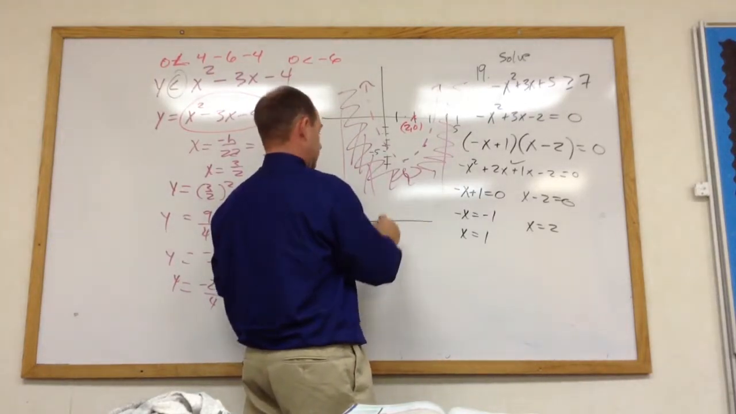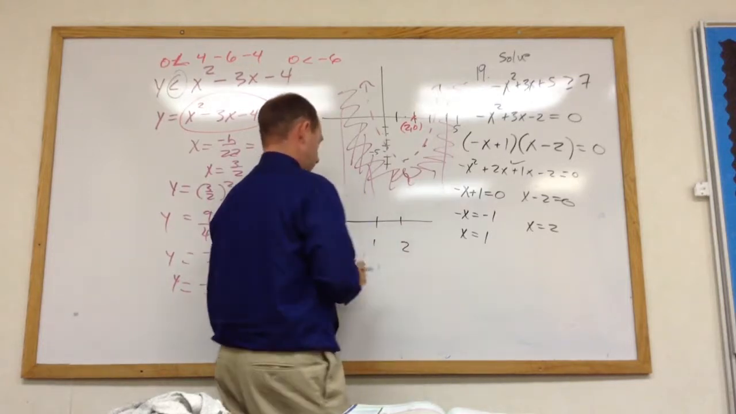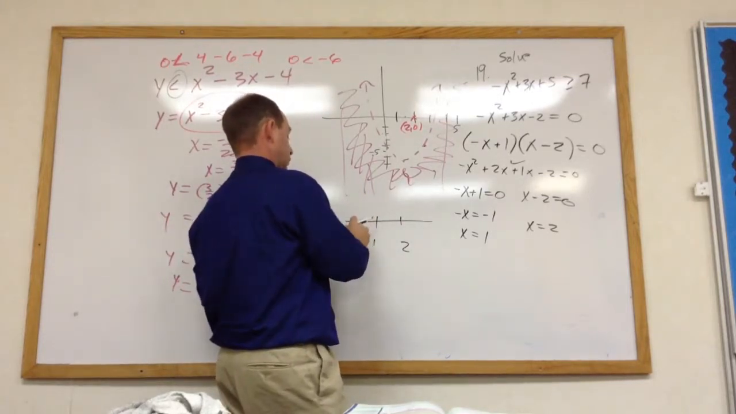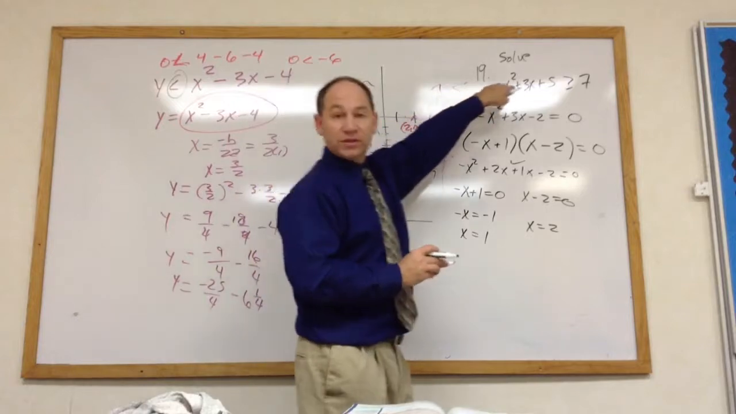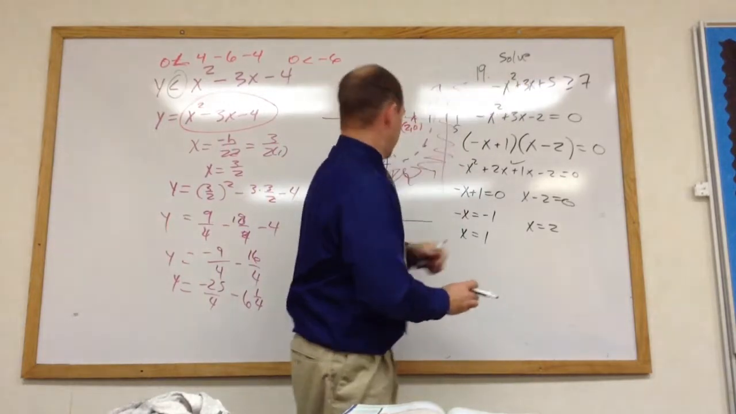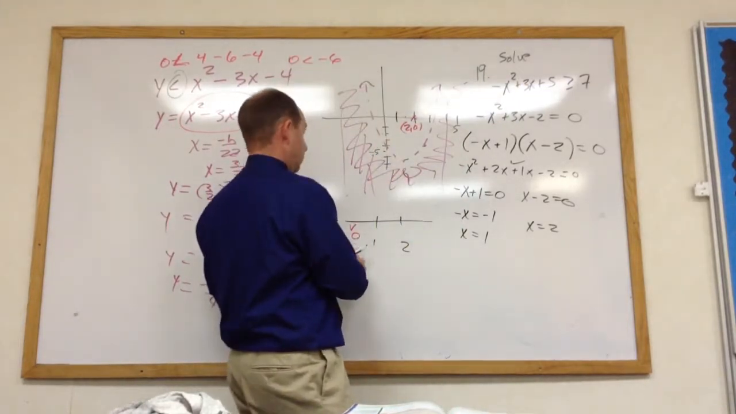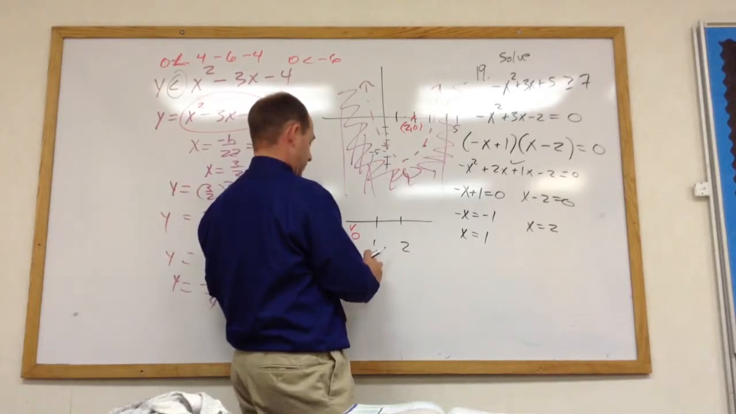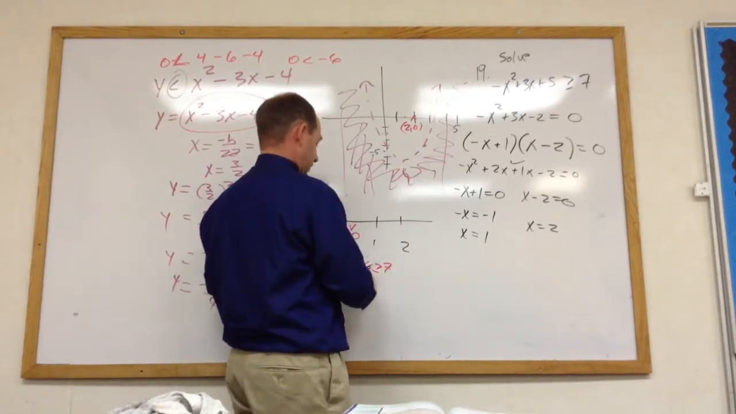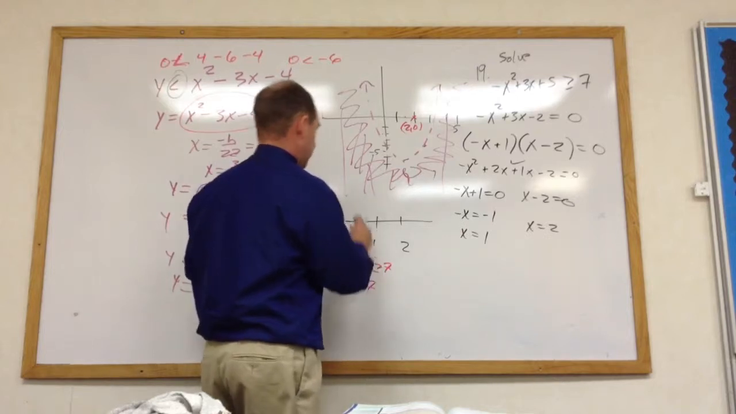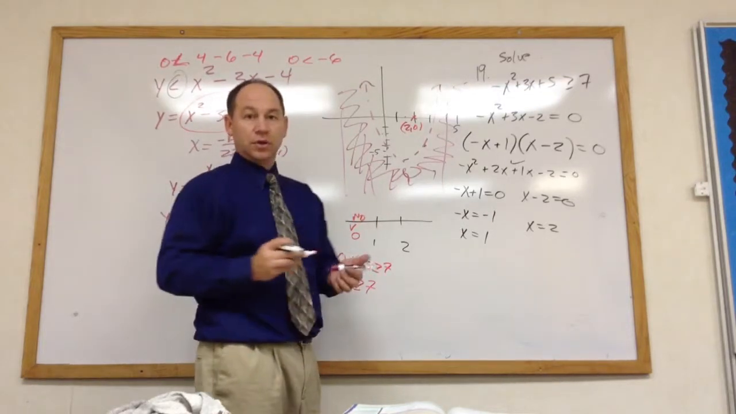What does it say? 1 and 2? We're going to check a region. We're going to check 0. Go back to the original and check to see, what about 0? I get 0 plus 0 plus 5 is supposed to be greater than or equal to 7. Is 5 greater than or equal to 7? And the answer is no.